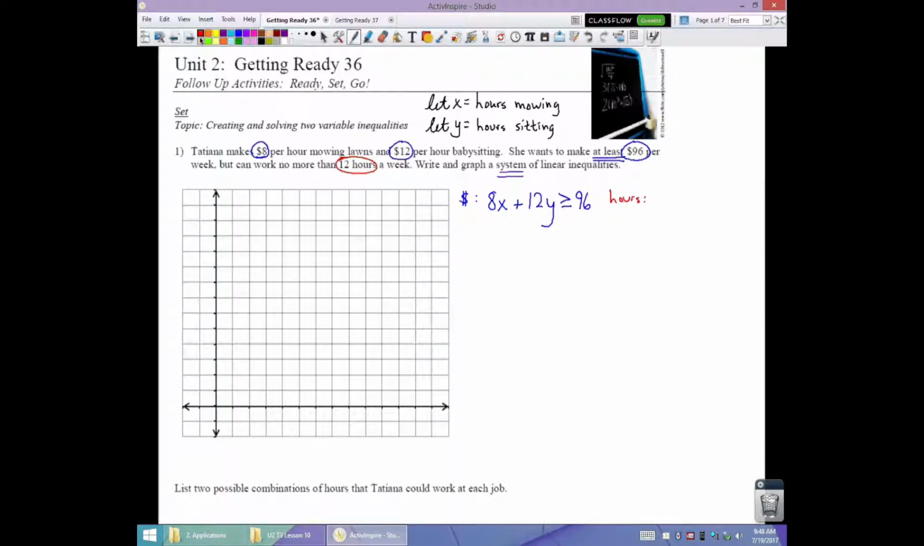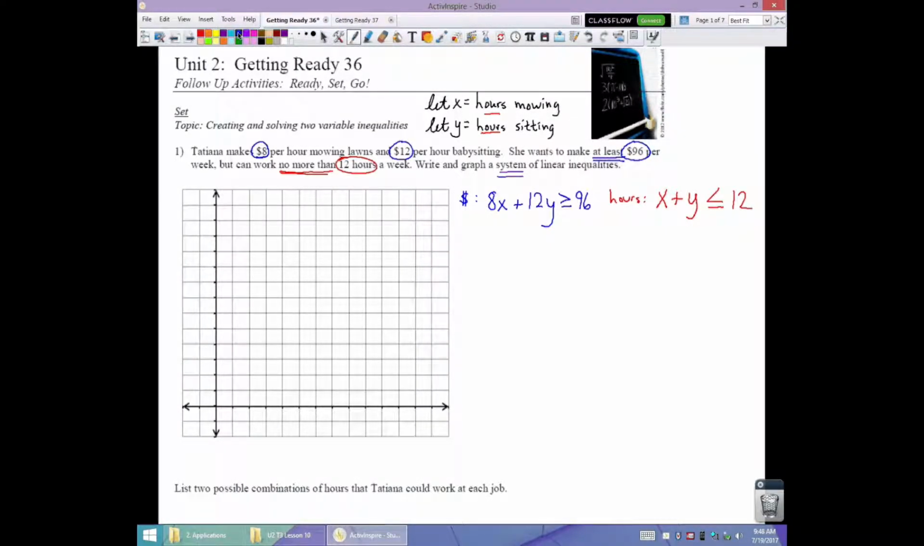My other inequality, the one that people usually struggle with, is actually the easier one because it's just about hours. And that's what both of the variables are. So all I know about hours is that I can work no more than 12. So no more than means when I add the hours that Tatiana mows plus the hours that Tatiana babysits, it's got to be smaller or exactly 12. Okay? Don't try to force the prices, the $8 and $12, into the other inequality. You're going to use each of those numbers you're given once and only once.